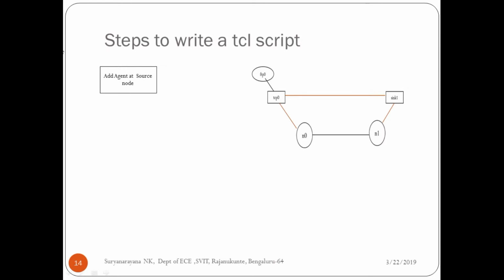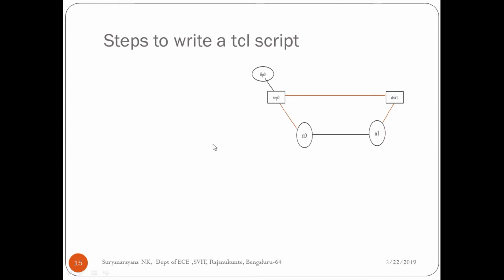Now we need to add an agent at the source. N0 is the source node, therefore we have to add a TCP agent. Use this syntax to connect the TCP to the node N0 as follows: $ns attach-agent $n0 $tcp0. Here dollar represents the contents of this object. Similarly, we are going to add an application agent here, that is FTP0.